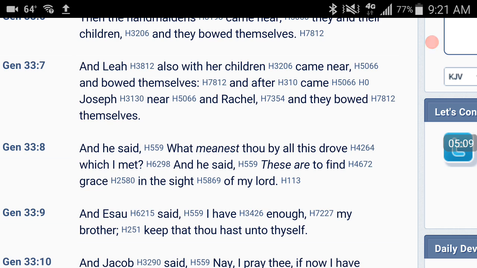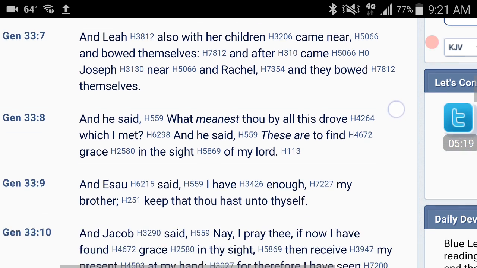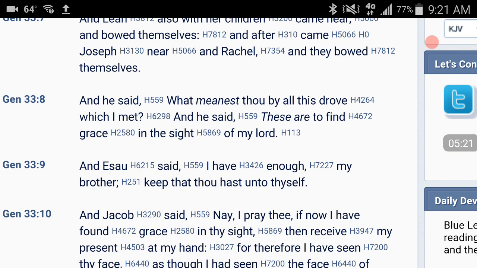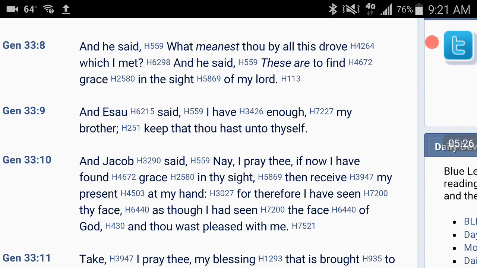And he said, these are to find grace in the sight of my Lord. Now, this is Jacob. Jacob said he did this to find grace in the sight of his brother Esau, who he's calling his Lord. And Esau said, I have enough, my brother. Keep that thou hast to thyself. And Jacob said, Nay, I pray thee, now if I have found grace in thy sight, then receive my present at my hand. For therefore I have seen thy face as though I had seen the face of God, and thou wast pleased with me.